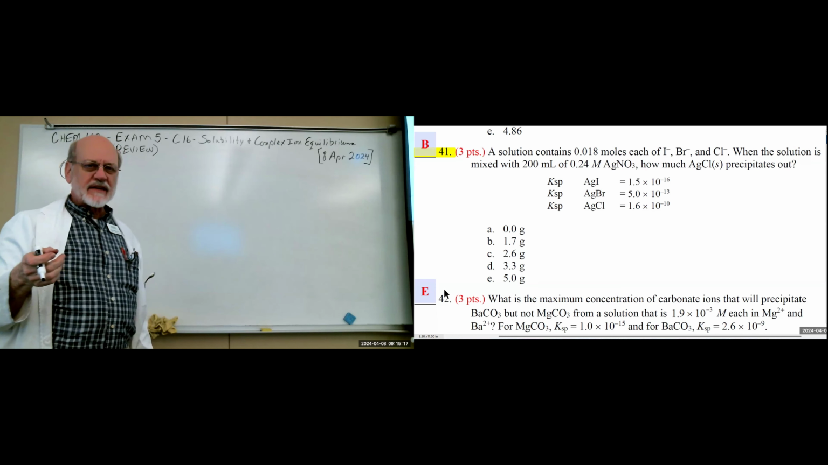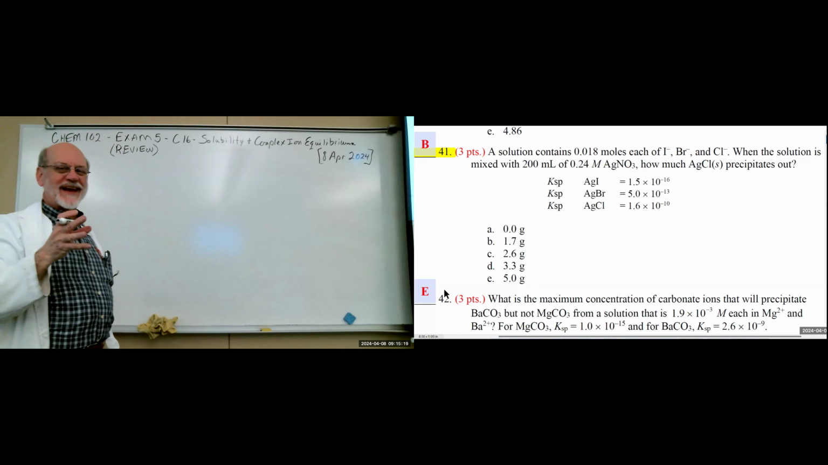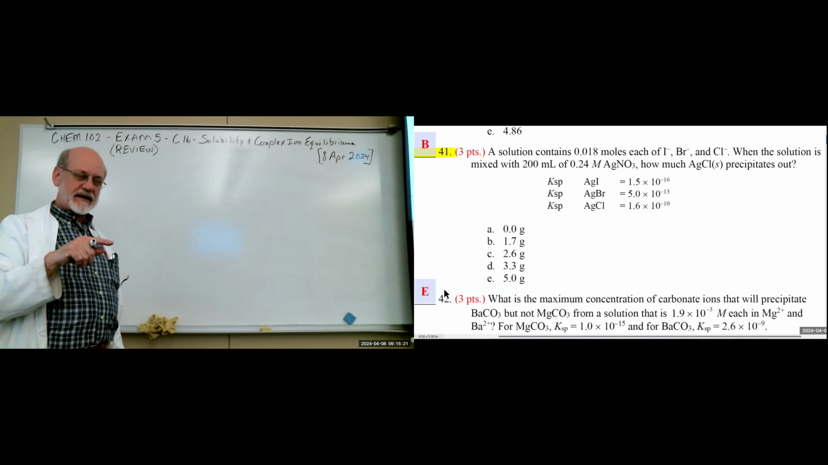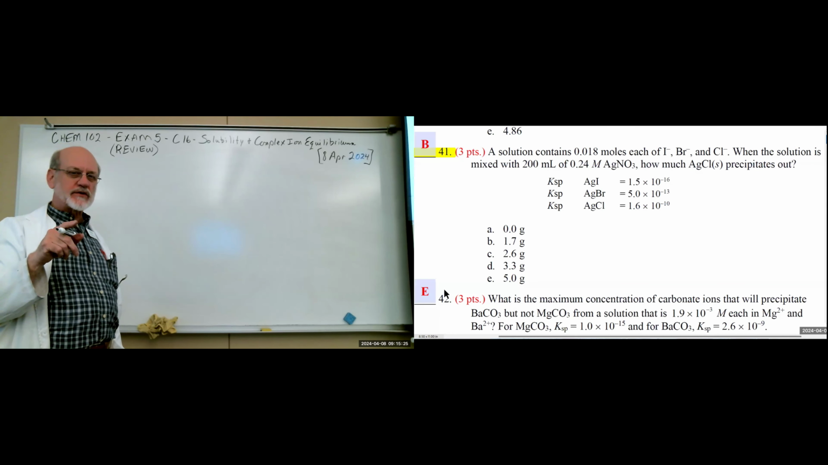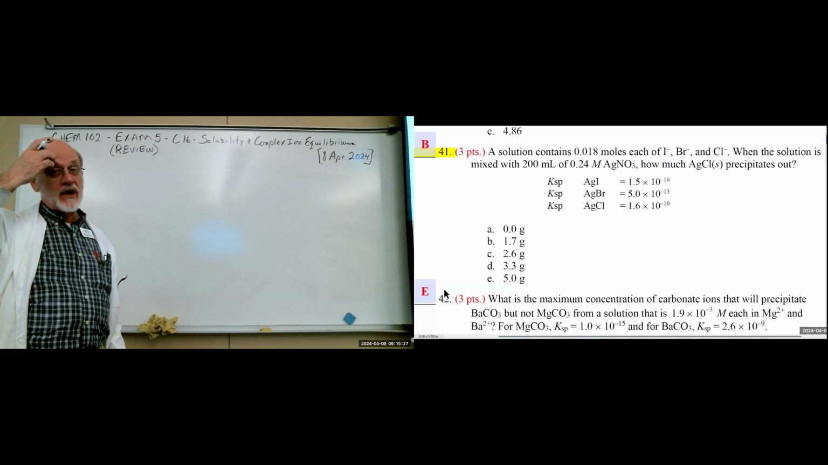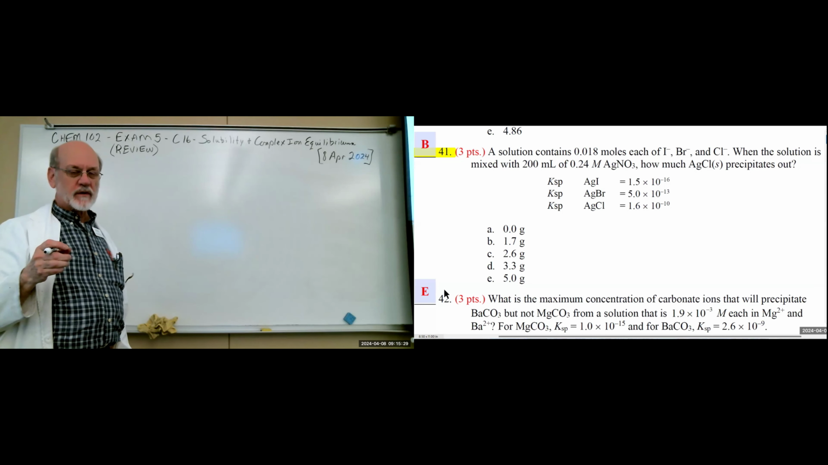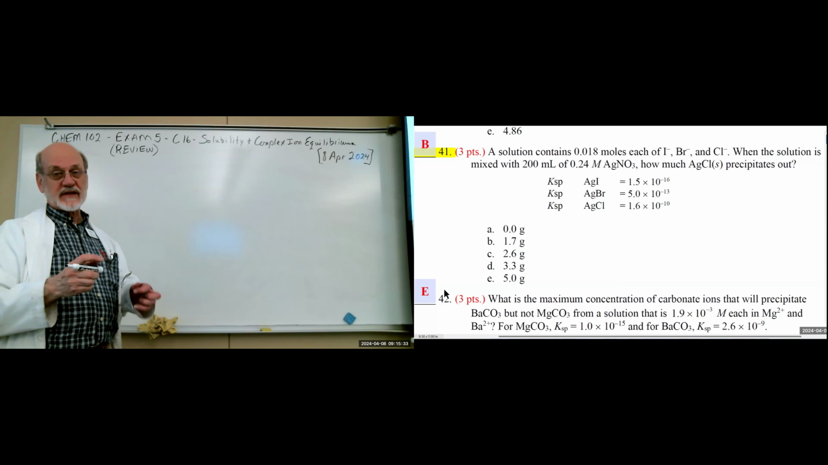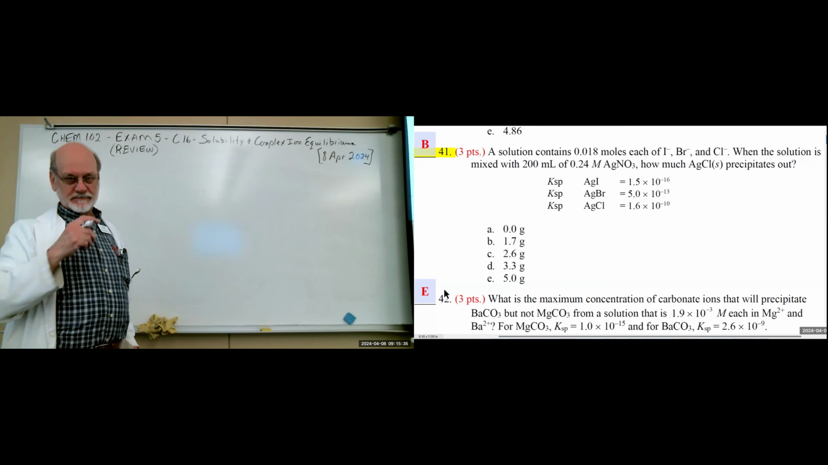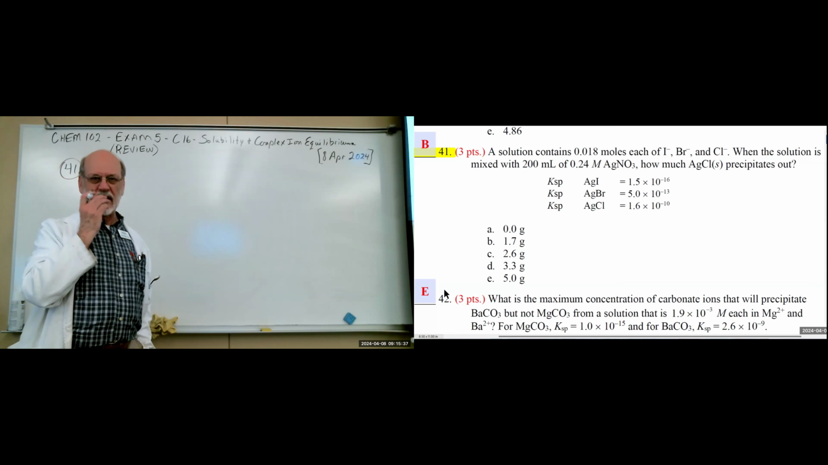A solution contains 0.018 moles each of iodide, bromide, and chloride ions. When the solution is mixed with 200 milliliters of 0.24 molar silver nitrate, how much silver chloride precipitates out?